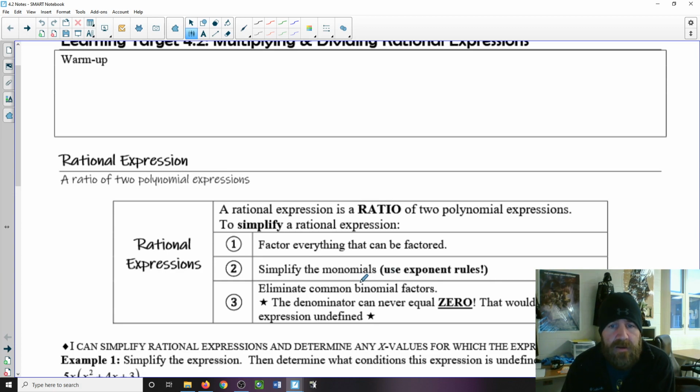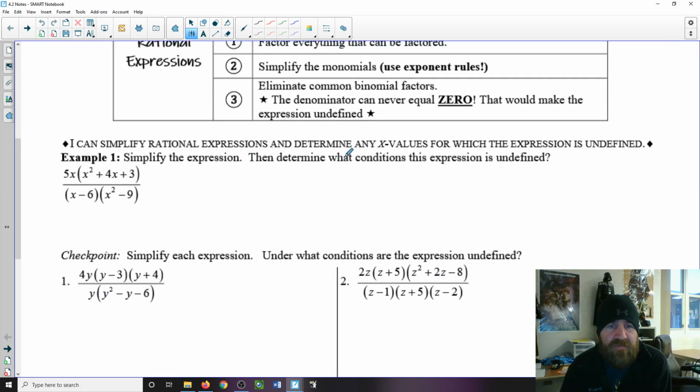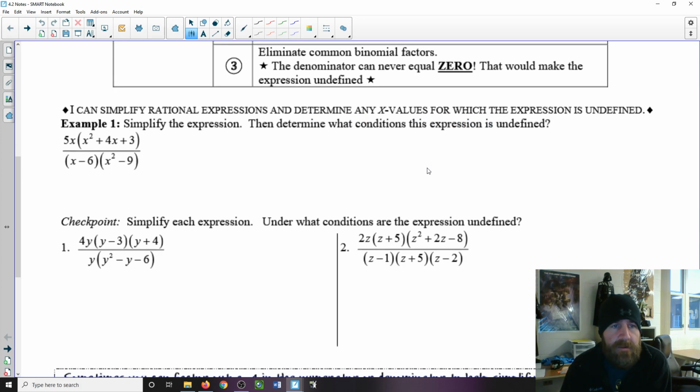All right. Simplify the monomials using exponent rules, so something we've taken a look at, and then eliminate common factors. That's what we're going to do. So the denominator can never equal 0, so that would make an expression undefined. We know we cannot divide by 0. So on example 1, simplifying the expression, then determine what conditions this expression is undefined.